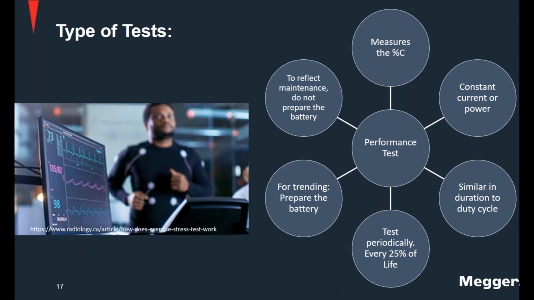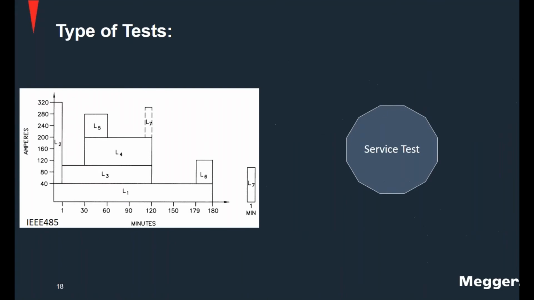The third type of test is the service test. That's why I have a different shape here in the infographic. In this test, you want to verify the ability of the battery to meet the specific application. So in this case, that's why I have this duty cycle diagram there. This is what I was talking about before. This is what the designer considered for the battery, and you want to mimic with the load bank the operating conditions that were designed for the battery.